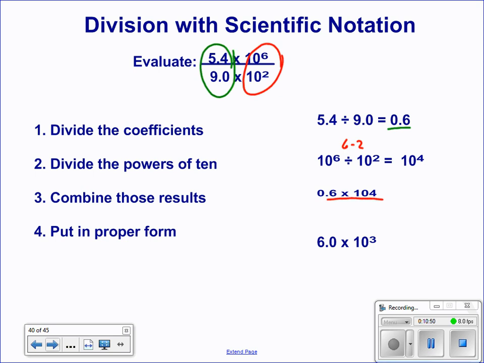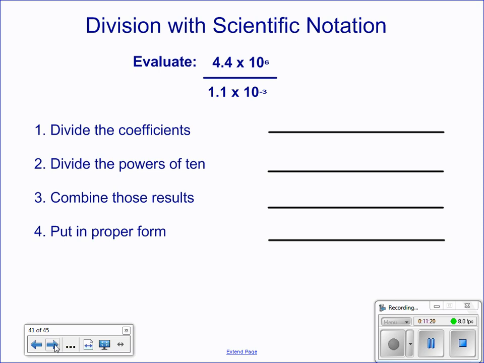Make sure that my answer is between 1 and 10. 0.6 is not between 1 and 10. I'm going to move the decimal the opposite way. I had to move it to the left before. Now I'm moving it to the right one spot, so I have to take 1 away from 4. It gives me 6.0 times 10 to the third power.